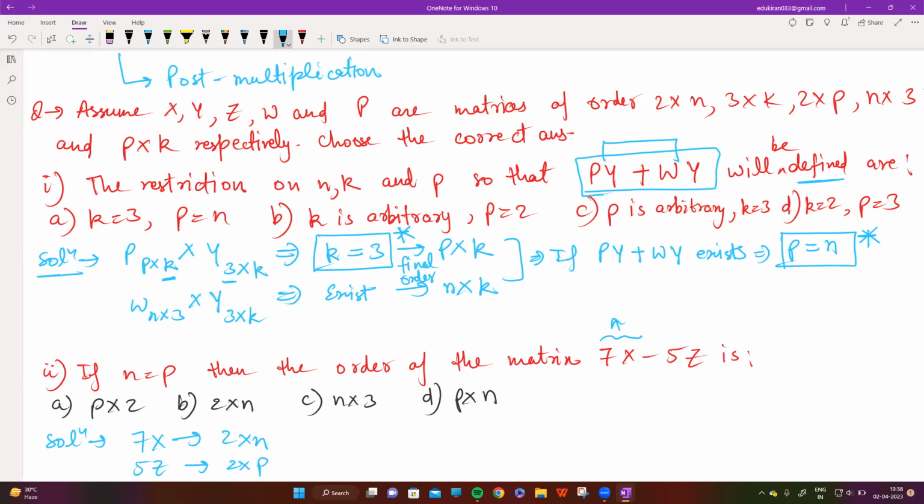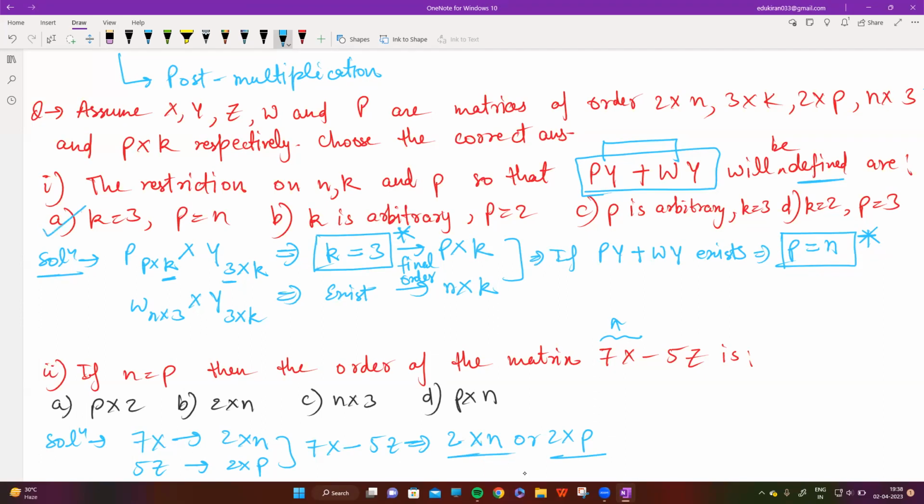Now, they are subtracting them. One can only subtract when their order is the same. It's given that n is equal to p. If n is equal to p, then obviously I can subtract them because the order is the same. And 7x minus 2z will also have either 2 cross n or 2 cross p, because n and p are the same, and the order of their subtraction will be the same, whatever is the order for x and z. So the answer is B.